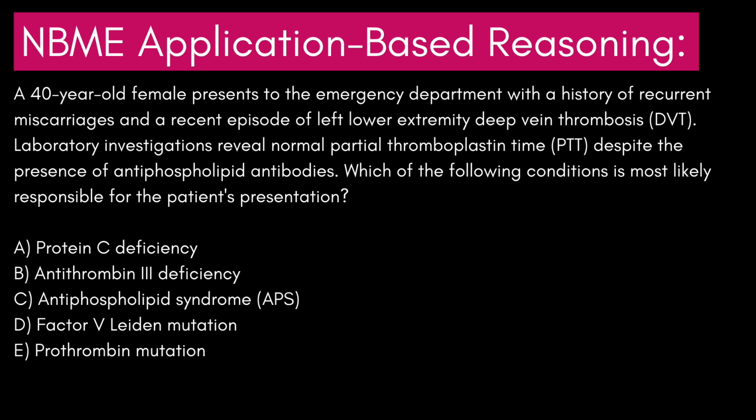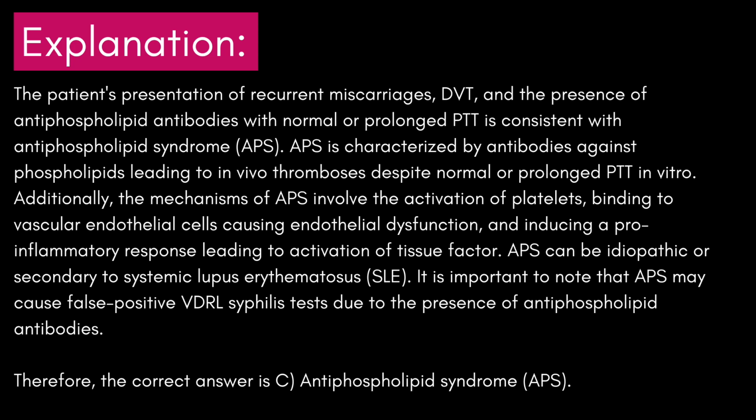Otherwise, moving on now. The patient's presentation of recurrent miscarriages, DVT, and the presence of antiphospholipid antibodies with normal or prolonged PTT is consistent with antiphospholipid syndrome, APS. APS is characterized by antibodies against phospholipids leading to in vivo thromboses, despite normal or prolonged PTT in vitro.